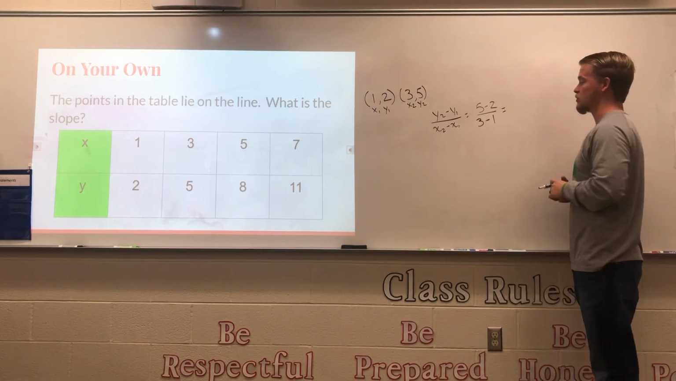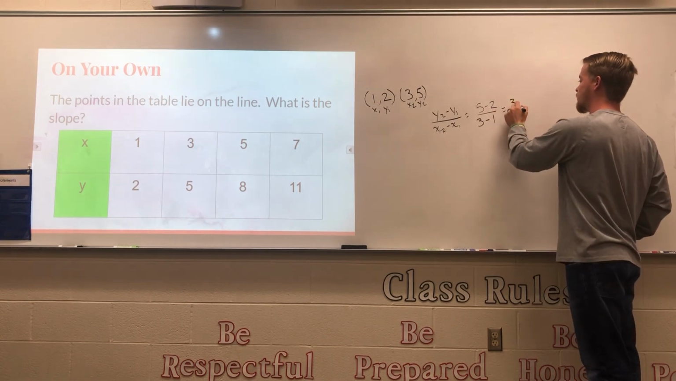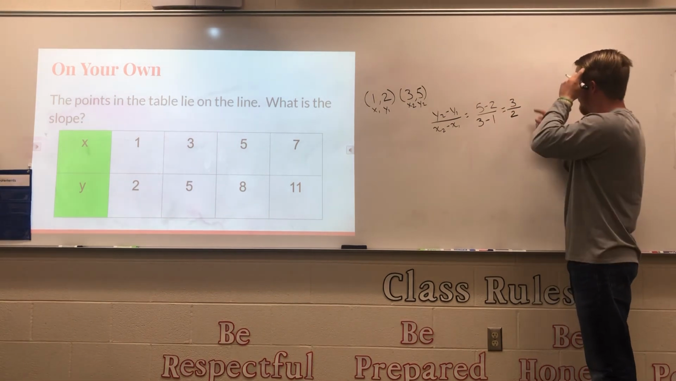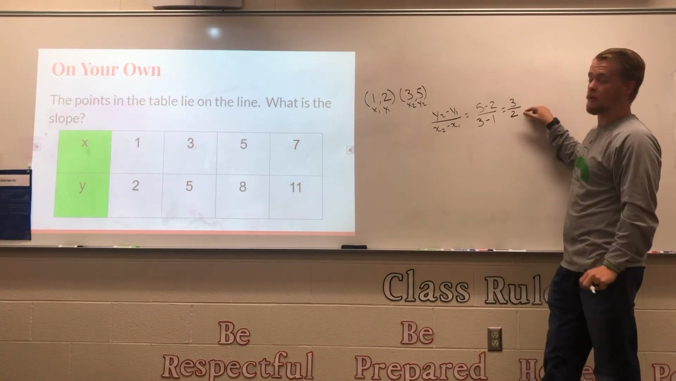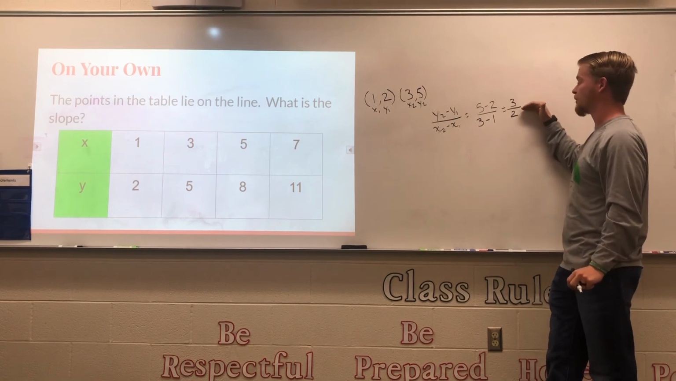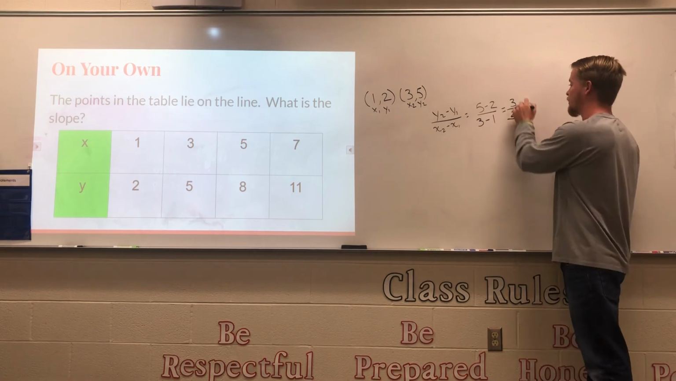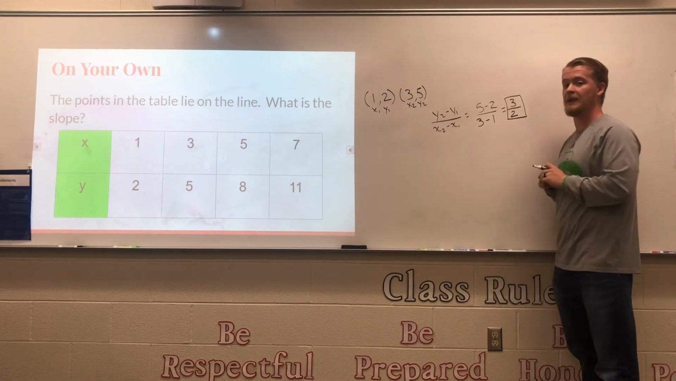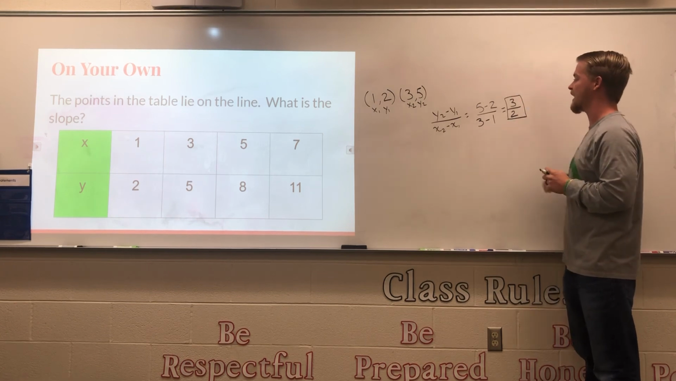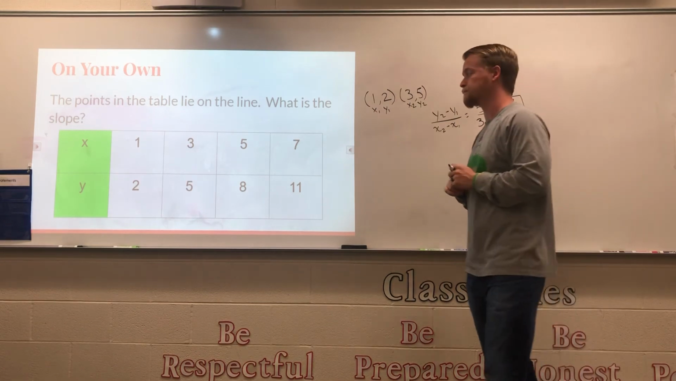Once they're plugged in, you just work out the top, work out the bottom. 5 minus 2 is 3. 3 minus 1 is 2. Here's one thing I do want to mention. With slope, most of the time it's left as an improper fraction. You don't want to change this to 1 1/2. Okay, this is your final answer. 3/2 is your slope. That's the way you'll see it in equations and in problems. So 3/2 is your final answer. That is your slope using that table.